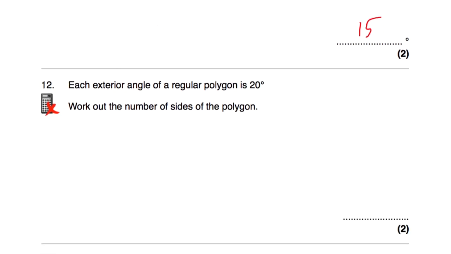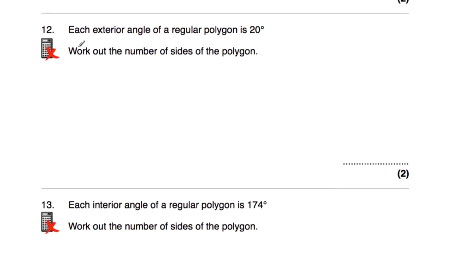Okay, let's have a look at our next question, question number 12. Question number 12 says, each exterior angle of a regular polygon is 20 degrees. Work out the number of sides of the polygon. All of the exterior angles will always add together to be 360 degrees. And because it's regular, they're all the same size and they're all 20 degrees. So if we see how many 20 degree angles fit into 360 degrees, that'll tell us how many exterior angles there are. And then the number of exterior angles is the number of the sides. So we can just do 360 divided by 20.